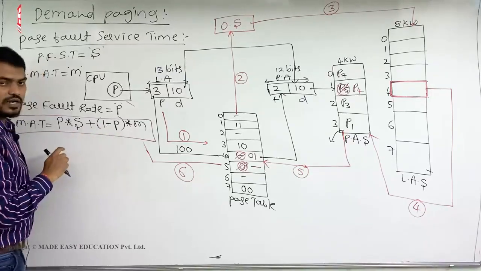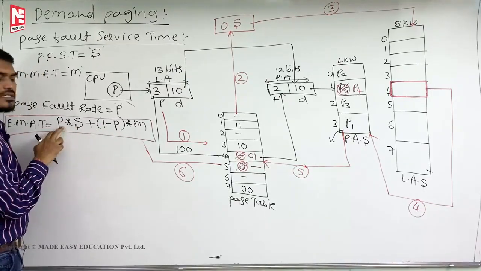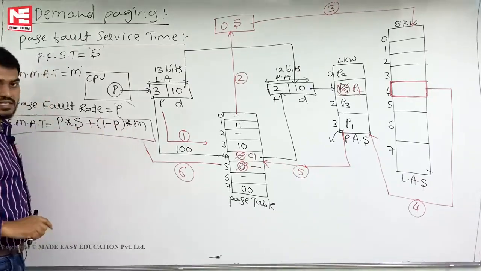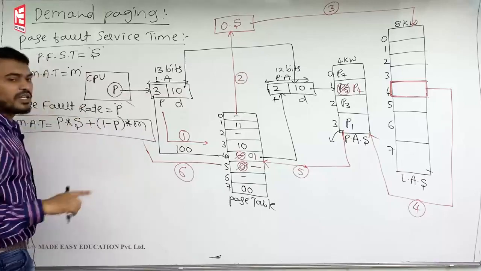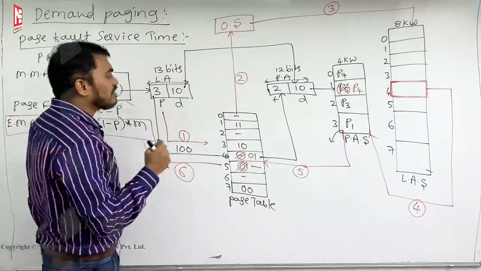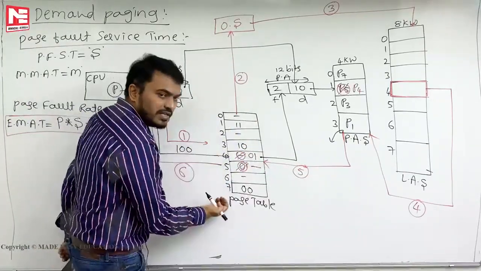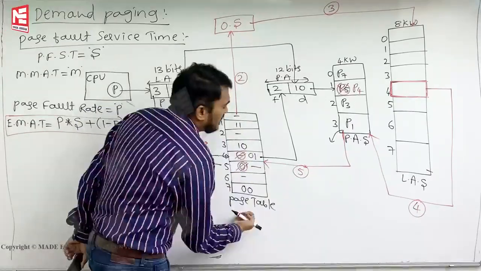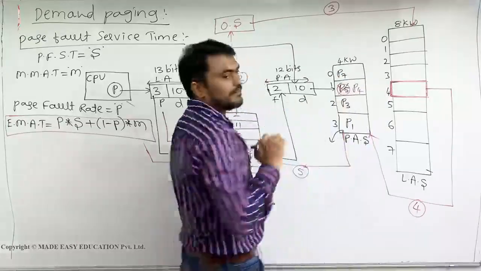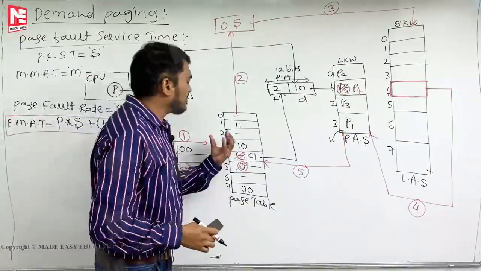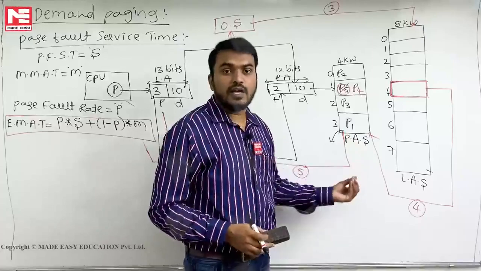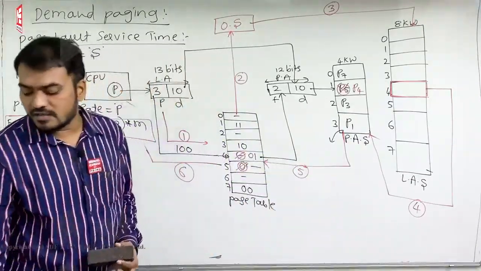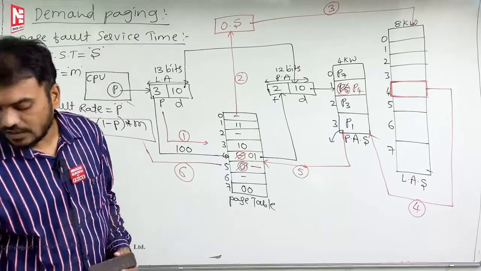Remember, when there is no page fault, obviously P is the page fault, so no page fault is 1 minus P. When there is no page fault, you apply the main memory access time. What is actually happening here? When there is no page fault, you access the page table and the actual page. It means you have to write M here and 1M here. That is M plus M, that is 2M.